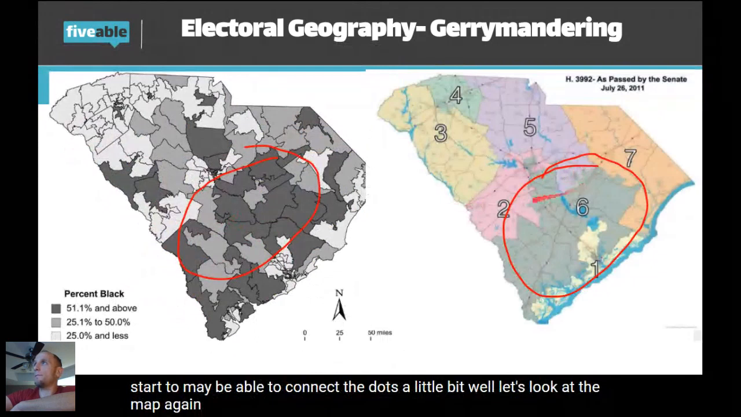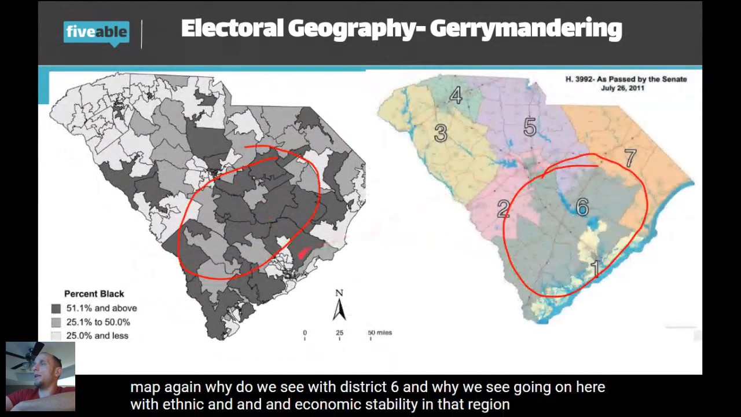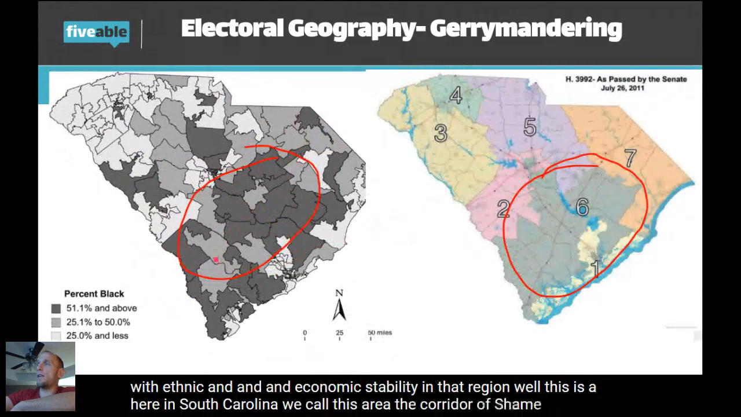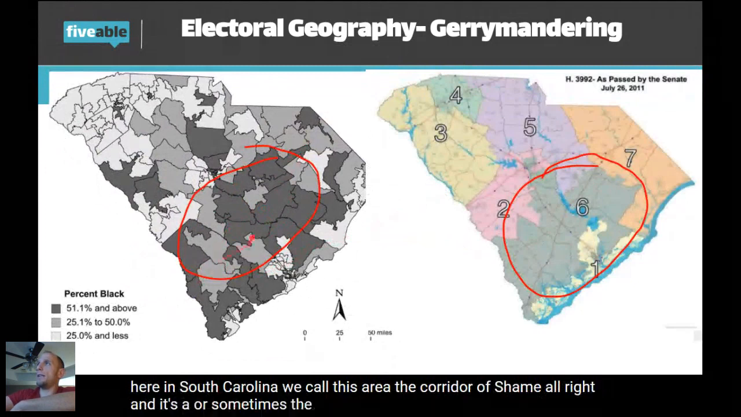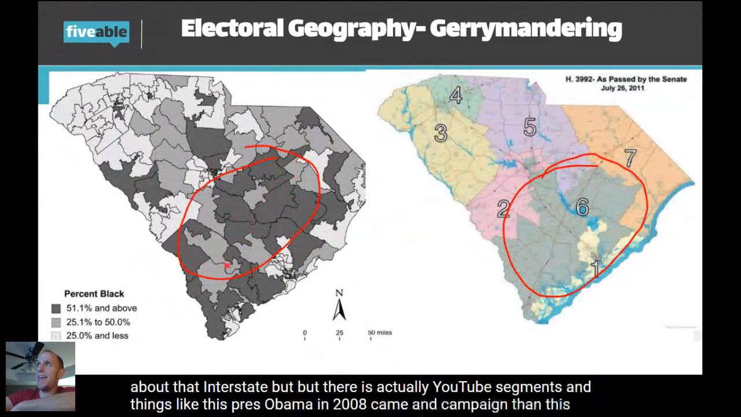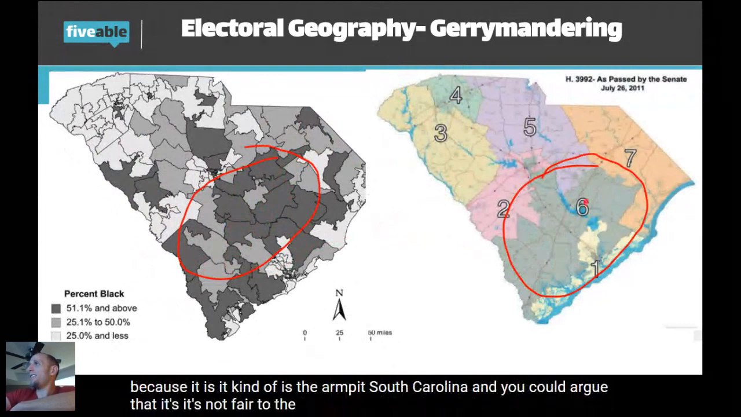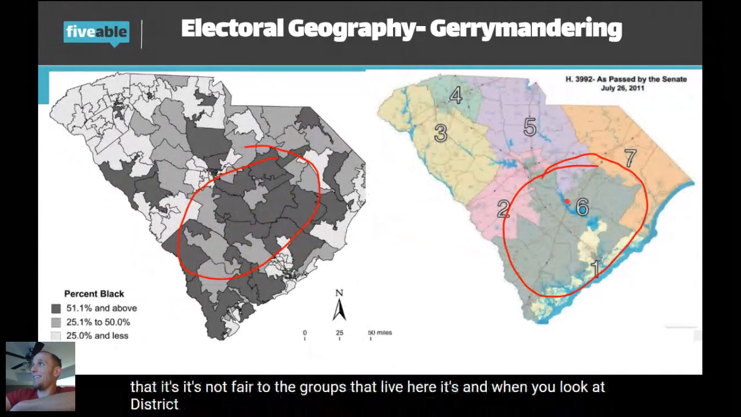Well, let's look at the map again. What do we see with District 6, and what we see going on here with ethnic and economic stability in that region? Well, here in South Carolina, we call this area the Corridor of Shame. All right. Or sometimes the I-95 corridor. I hope I'm right about that interstate. But there's actually YouTube segments and things like this. President Obama in 2008 came and campaigned in this area because it kind of is the armpit of South Carolina. And you could argue that it's not fair to the groups that live here. And when you look at District 6, obviously District 6 is Democrat, right?